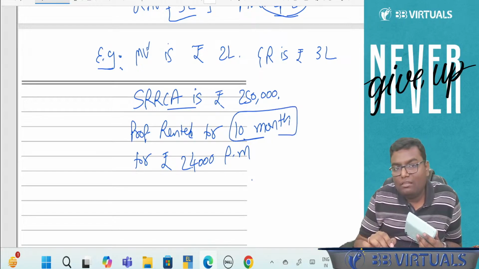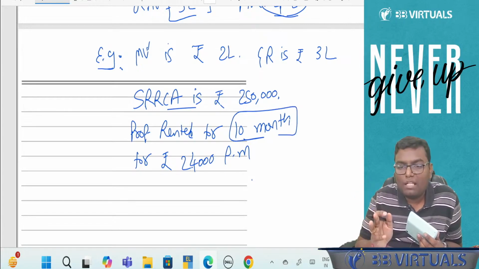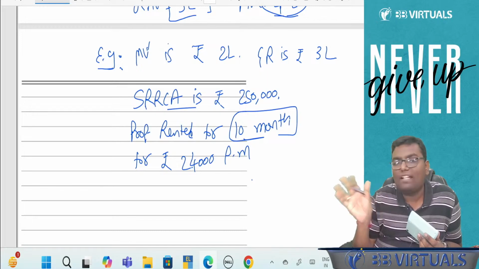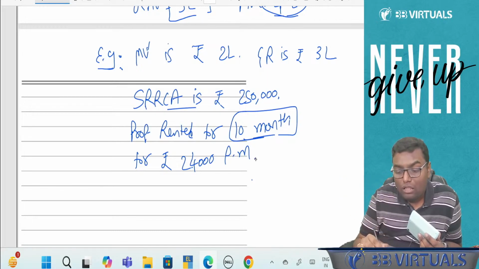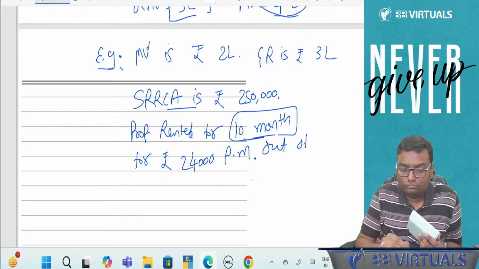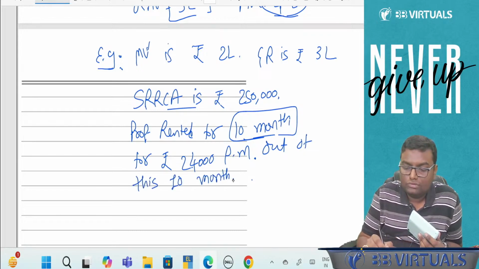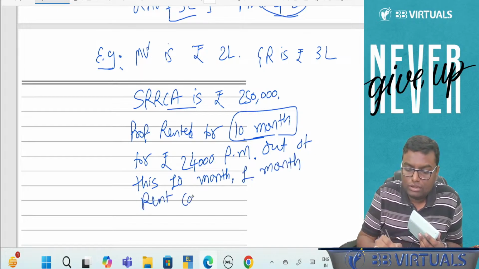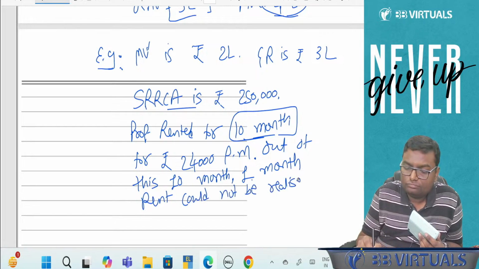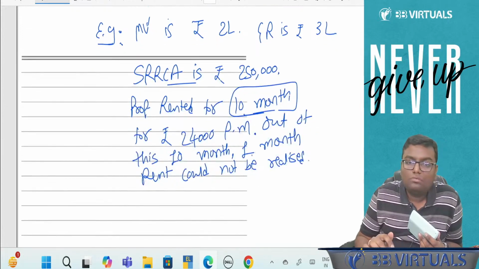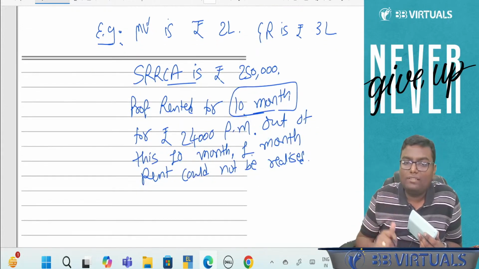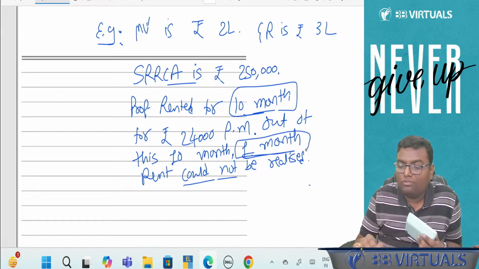So why only 10 months? Because the tenant vacated the premise. So 2 months is basically lost due to vacancy. Now out of these 10 months, 1 month rent could not be realized. And let's assume all the conditions of Rule 4 are satisfied. So I have given the unrealized rent concept also, which is of 1 month.